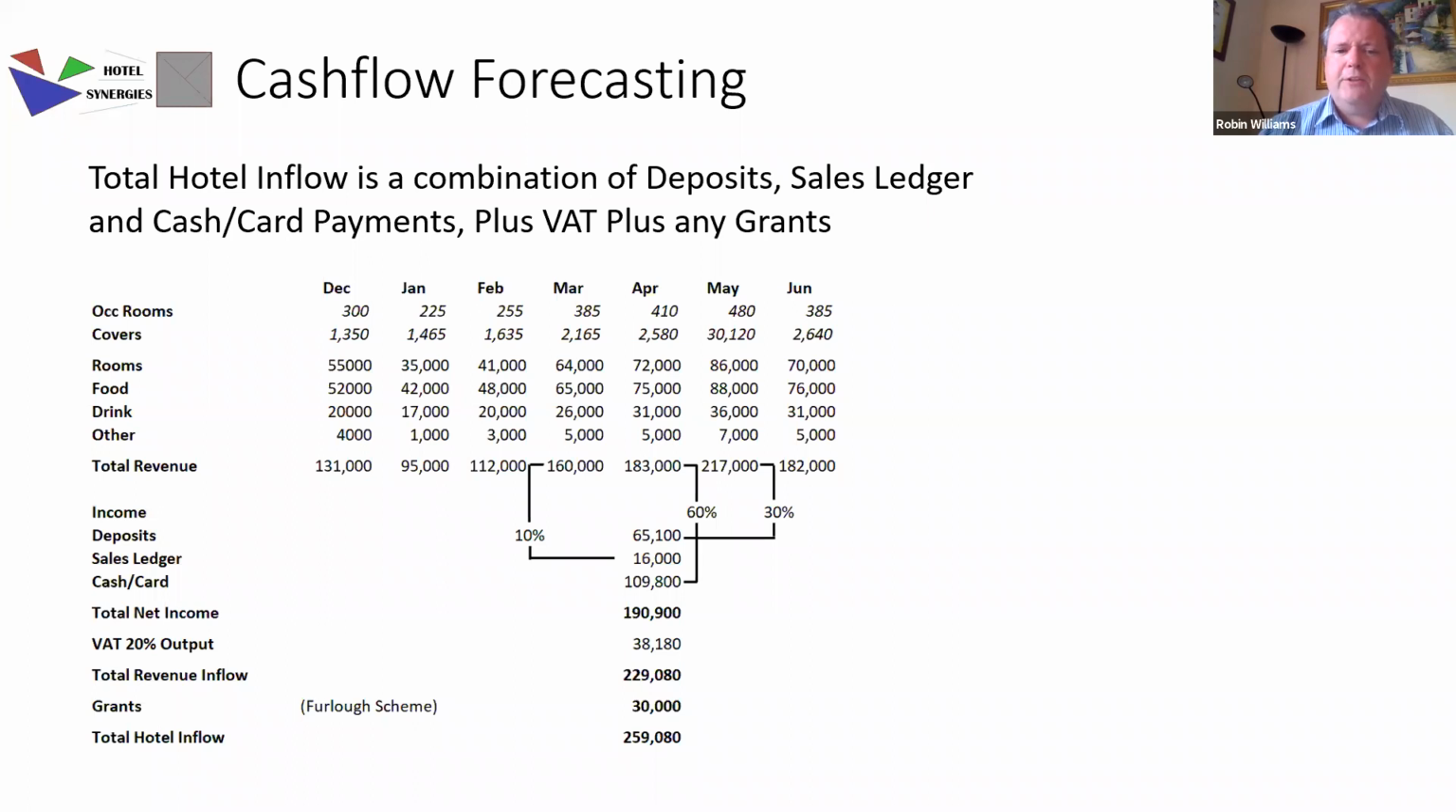Obviously, the other area that's important with the cash flow is that it includes your VAT. And that VAT later will have to be paid to the government, less supplier VAT. So it's not just the money that you've got in your forecast. And at the moment, obviously, we've got other sources of income. We've got grants like the furlough scheme coming in, which need to be taken into account.